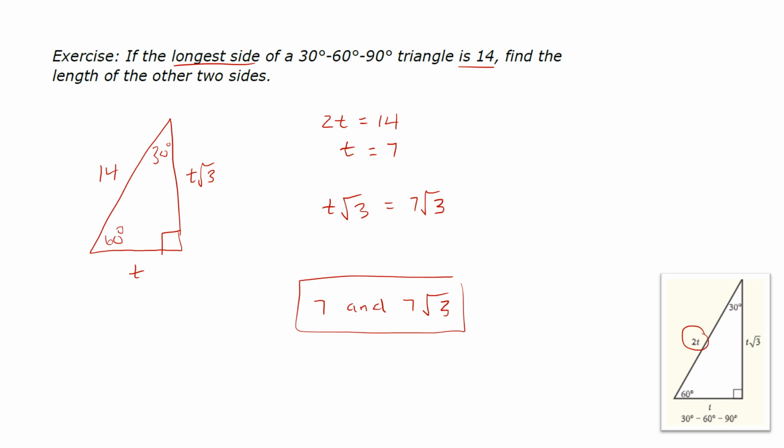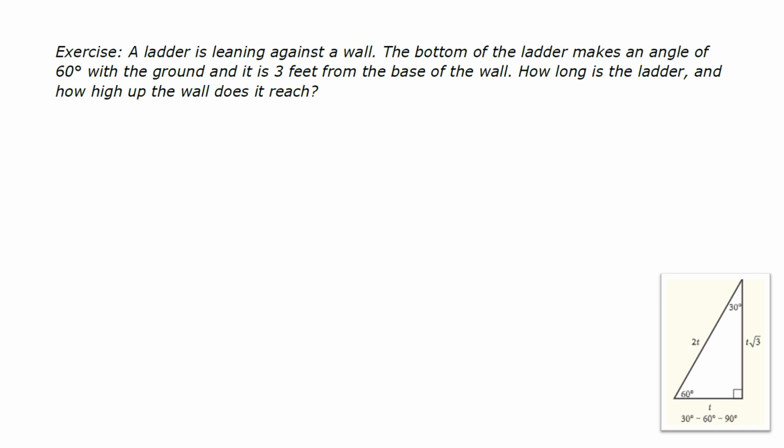Okay, let's do another example. A ladder is leaning against a wall. The bottom of the ladder makes an angle of 60 degrees with the ground, and it is 3 feet from the base of the wall. How long is the ladder, and how high up the wall does it reach? So we know we need to find two things. We need to find how long the ladder is and how high the ladder reaches on the wall.